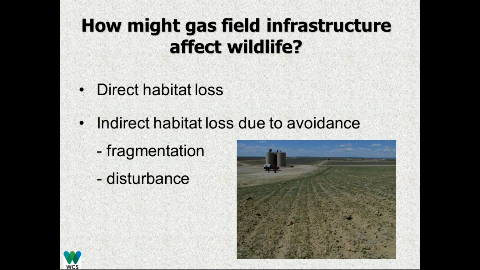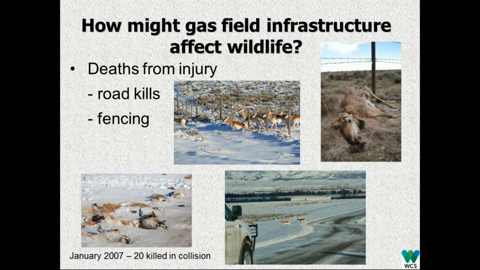Now, gas field infrastructure can affect wildlife through direct habitat loss at well pads and roads, but it can also lead to indirect habitat loss due to behavioral avoidance. And so if noise or human activities on roads or well pads permeates out into what would otherwise be suitable habitat, then you could actually have a larger impact from the human footprint than just the physical structures themselves. And of course, infrastructure can lead to deaths from injuries from things like roadkills or fencing. In the lower left here, you'll see an example. In January 2007, we had 20 pronghorn killed in a single collision with a single gas truck in the Jonah field. And so it can be fairly substantial impacts at times.